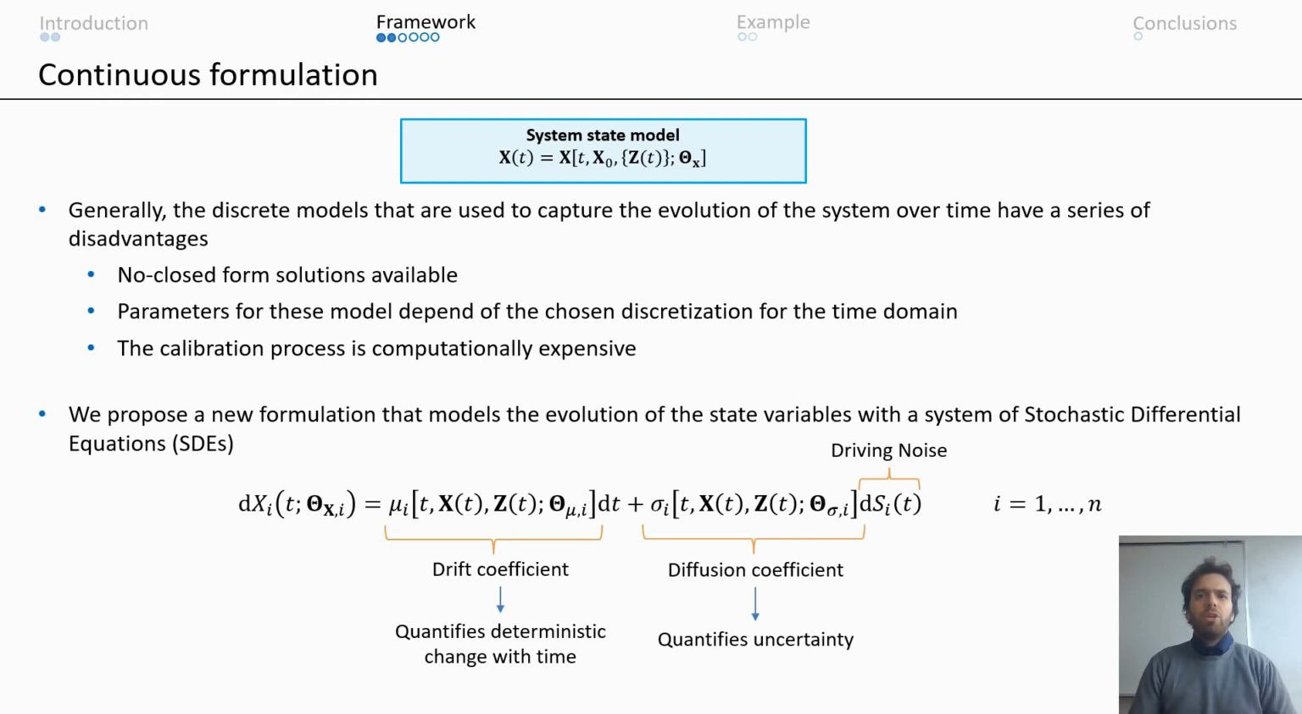For example, no closed-form solution is available for the distribution of the state variables at any given moment in time. In addition, the parameters used to define the models depend on the discretization that we chose for the time domain, and the calibration process for these types of models can be extremely expensive in terms of computational demand. But most importantly, these formulations do not reflect the true nature of the deterioration processes, which is continuous.